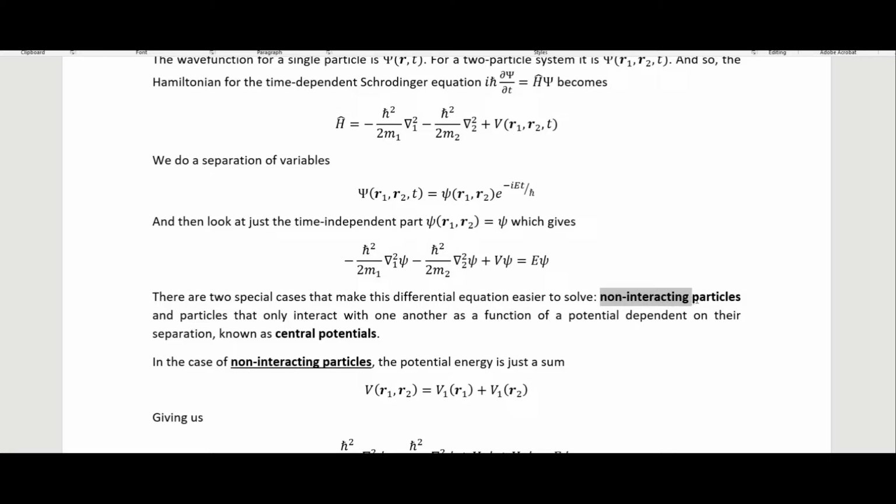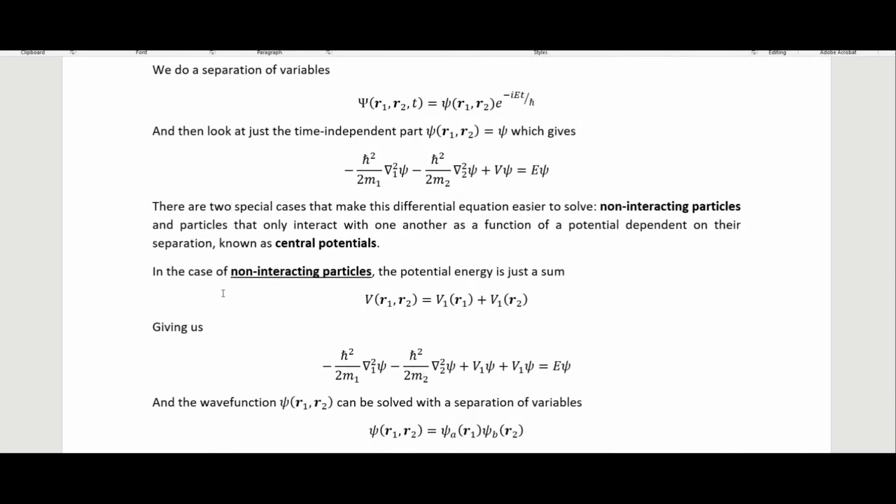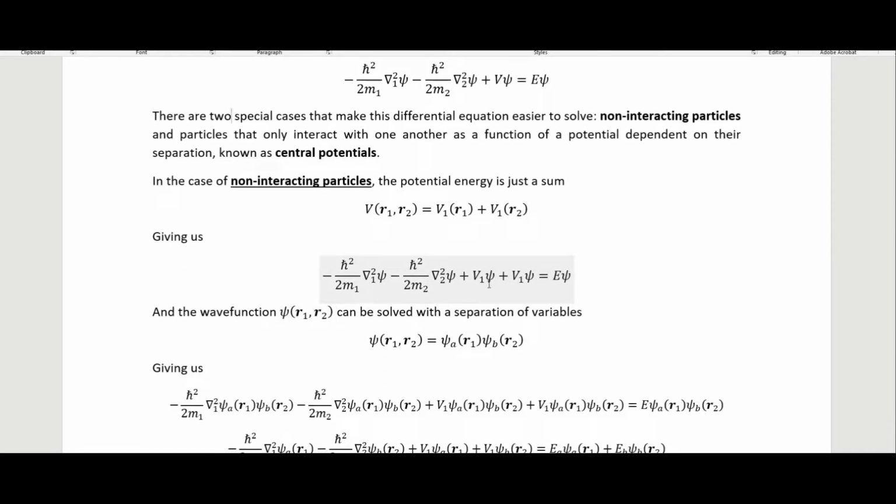There are two approximations we can make using two different special cases. The first one is non-interacting particles, and the other is what is known as central potentials, which is just when two particles are only interacting with each other and with the potentials that both of them have. In the case of non-interacting particles, the potential energy is just the sum of these potential energies, which gives us this. Now we have the kinetic part for the first particle, the kinetic part for the second particle, and the potential for the first particle and the potential for the second particle.